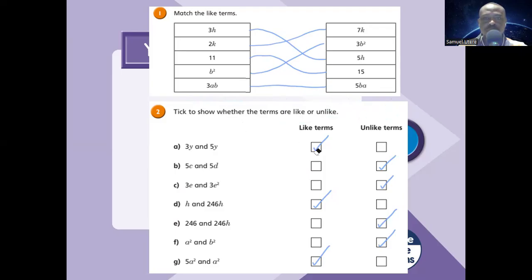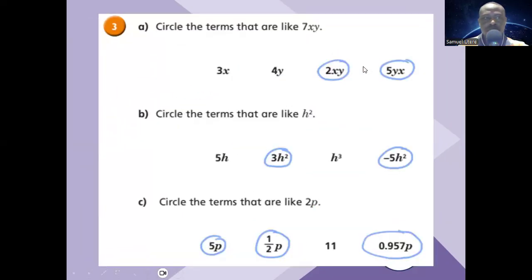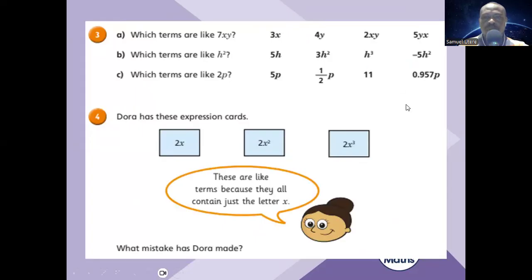And question 2, you were asked, tick to show whether the terms are like or unlike. All right, so you're just looking at these and then you know the principle now, what like terms are and what are unlike terms. Okay, let's move on. Here are questions 3 and 4. I would like you to pause the video and have a go. You can pause the video for 3 minutes and have a go at these questions.